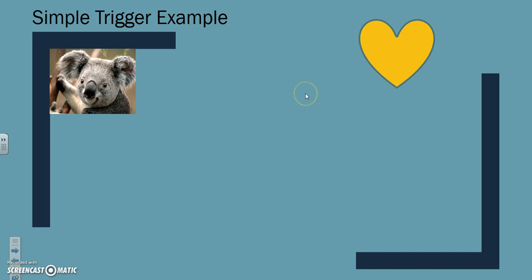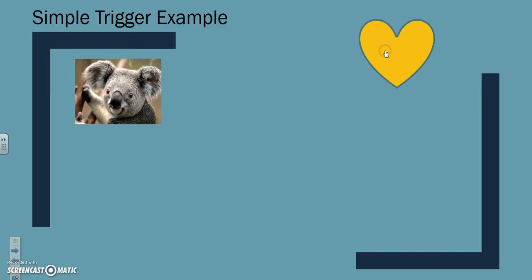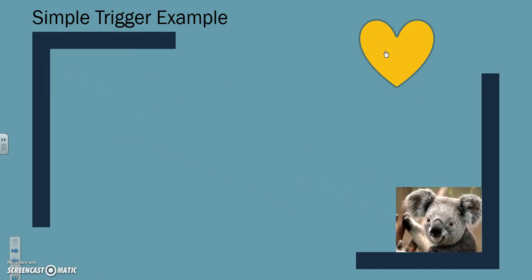In fact, if you notice on my mouse, whenever I move my mouse over the top of the heart, it goes from being an arrow to being like a little pointer finger hand. That tells me that there is a trigger on this object. Something is going to happen when I click on it. So I'm going to click on it one time. There goes my koala bear. I just activated my first trigger.